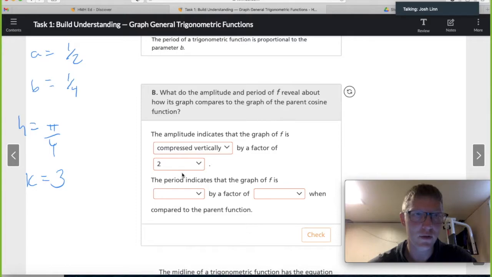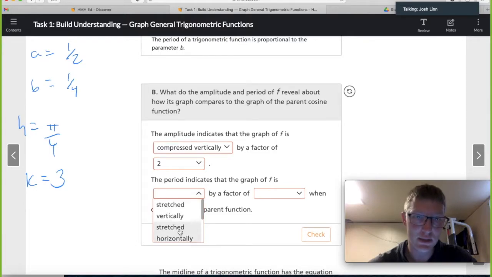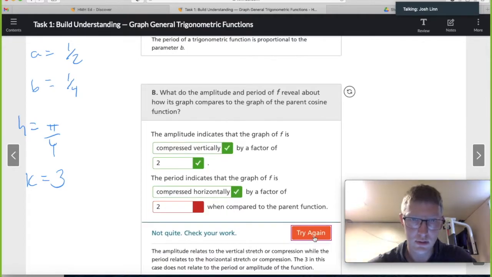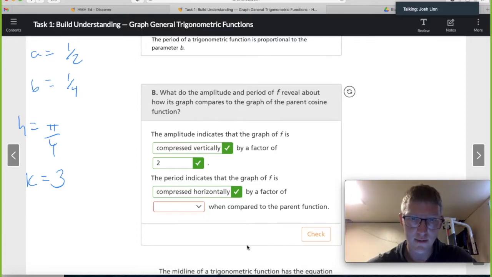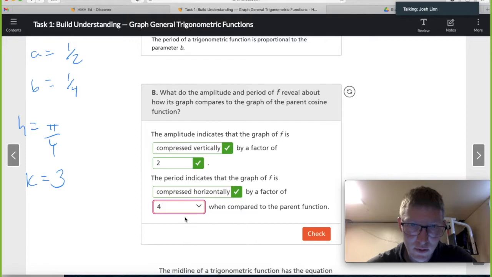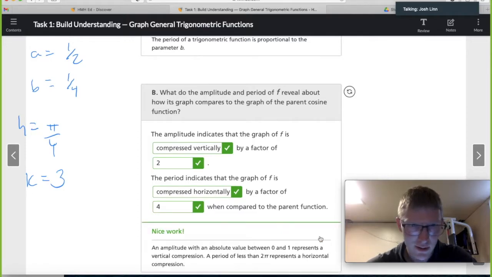That's the period. So our b is also compressed horizontally by 2, or by 1/2. The period indicates that the graph of f is compressed horizontally by a factor of 4, because it's 1/4. My bad.